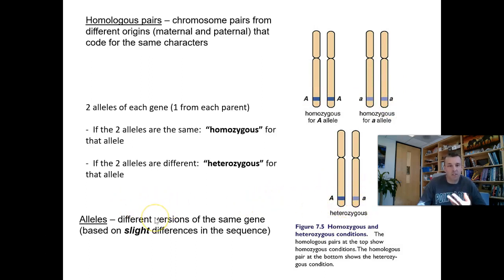So alleles are different versions, again, of that same gene. And this is based on slight differences in the genetic code. Slight differences in the genetic code will make slight differences in the protein sequence, which will make it fold and function slightly differently. If it didn't function at all, that might be a big problem. But if it was a slight missense where there's a different amino acid, then maybe it gives it a slightly different function.